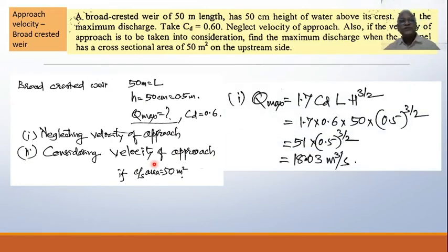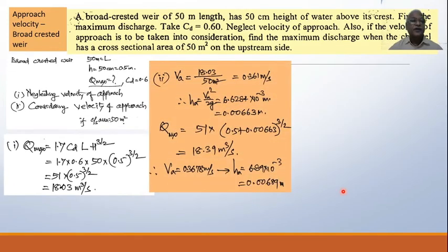Simple. The first part, equation for broad crested weir for Q max is 1.7 CD L H raised to 3 by 2, if you remember. Otherwise, you revise and then try to know this. Straight away, put everything into the equation, you know all. So you get 18.03 meter cube per second as the discharge. This is first part. Now, knowing this discharge and upstream cross-sectional area, I can calculate velocity of approach. We'll do all that.